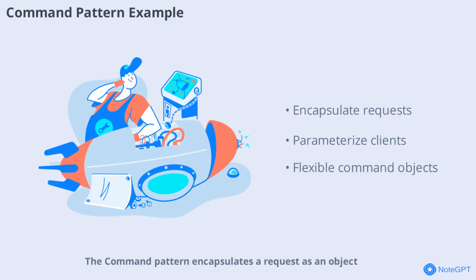Command pattern encapsulates a request as an object, allowing you to parameterize clients with different requests. By using polymorphism, you can create a variety of command objects that implement a common interface. This makes it easy to add new commands or change behavior without modifying existing code.